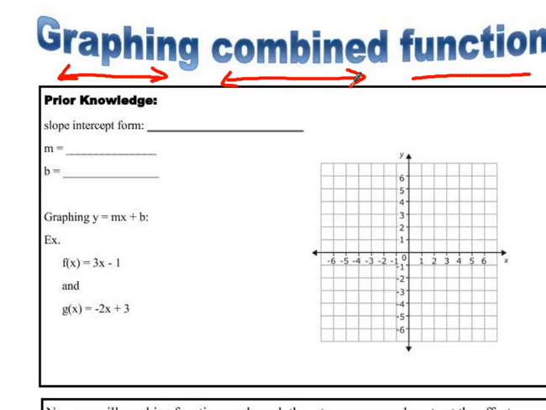So let's look at our prior knowledge, folks, and let's see if you remember some of this. The slope-intercept form. Prior knowledge. Slope-intercept form starts with a y equals. Does anybody remember what the slope-intercept form is? Yeah, you? Oh, all right, that's correct. It's y equals mx plus b.